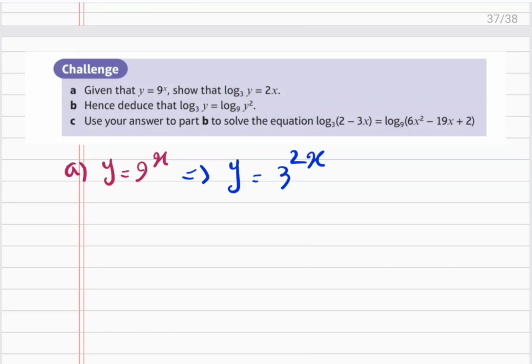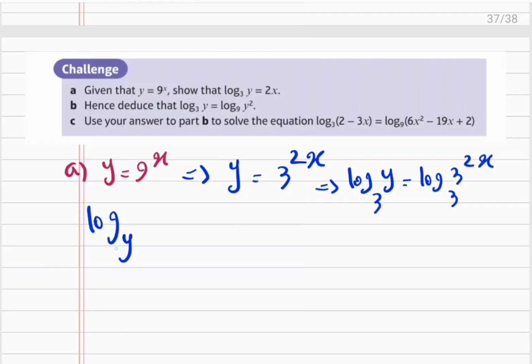Now, for the next step, we can simply take log of both sides with base 3. So we do log base 3 of y is equal to log base 3 of 3 to the power of 2x. Now, the left-hand side is still log base 3 of y. However, on the right-hand side, we have log base 3 of 3 to the power of something. But remember that whenever the base and the number inside the log are the same, this is just equal to 1, because we are asking 3 to the power of what number is going to be equal to 3. So that's equal to 1.